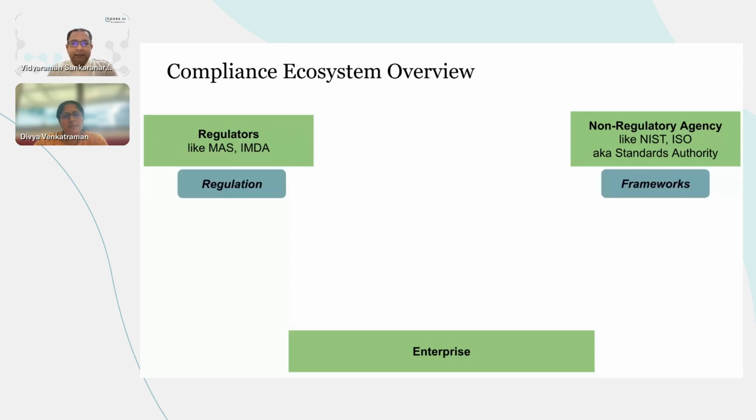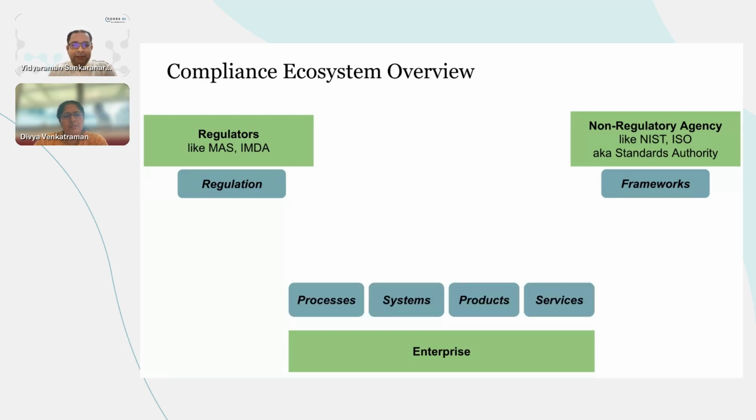On the right, the non-regulatory agencies, they publish what is called a control framework, like the NIST privacy framework or the 853. On the bottom, the enterprises on their side, they have a bunch of processes, systems, products, and services, each of which have a number of internal agencies that are meant for regulating all of these systems.